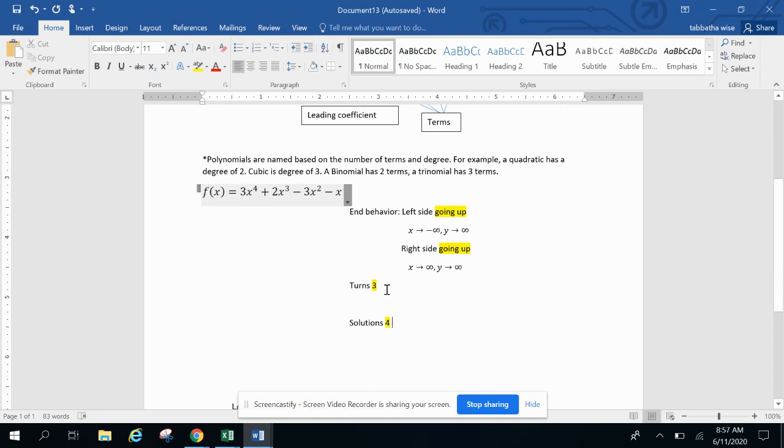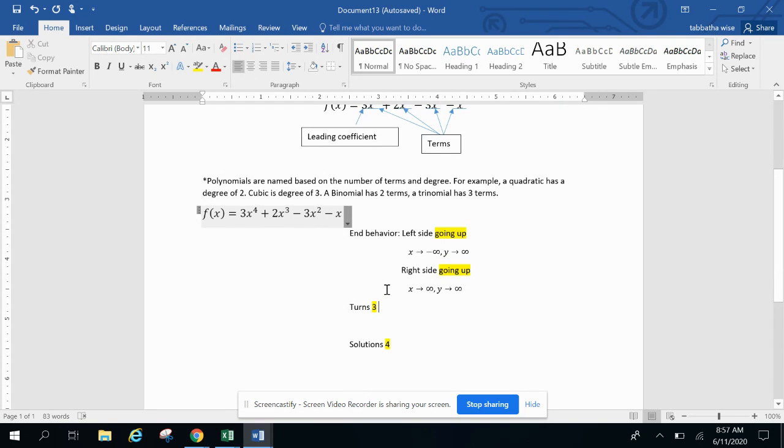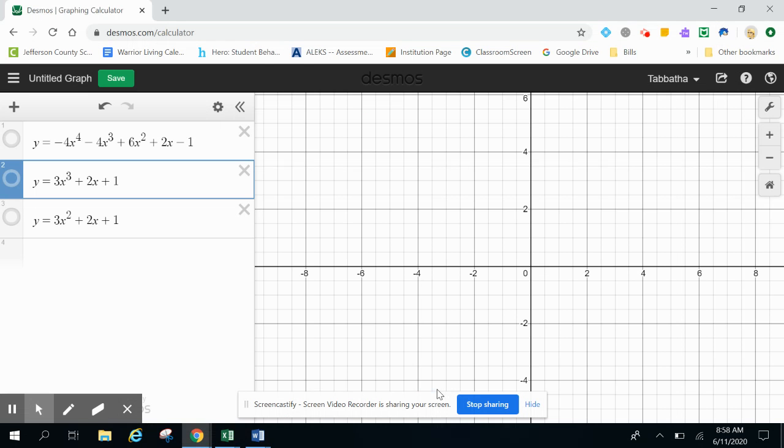Turns. Okay? So we said there were 3 turns for this one. So where do you think that comes from? Not this 3, not this 3, not this 3, because those numbers will all change. The number of turns actually comes from that degree again. You take the degree and you subtract 1. 4 minus 1, 3. So let's check on our graph.